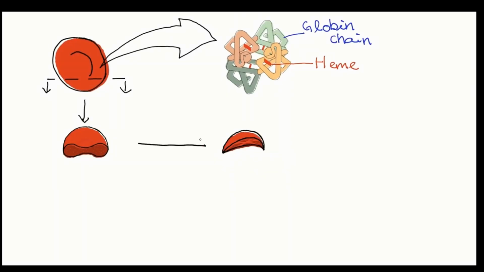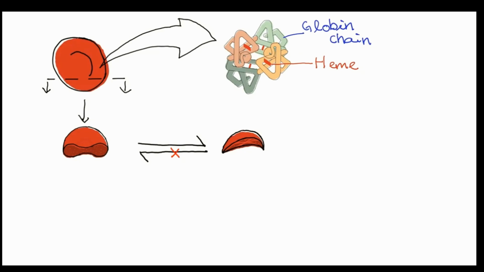Now, at first, the sickling is reversible. So when it is deoxygenated, the cell sickles, and then when oxygen returns, it goes back to normal shape. However, after repeated episodes of sickling and unsickling, what happens is that there's membrane damage and the sickling ultimately becomes irreversible. So even with reoxygenation, the cells remain in their sickle shape.